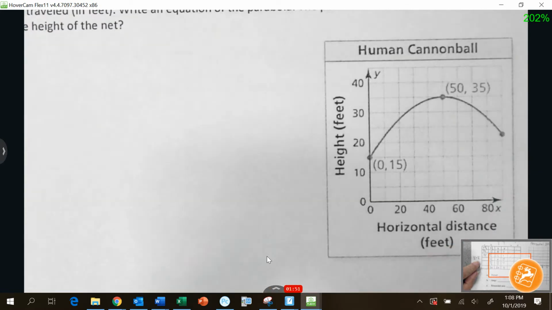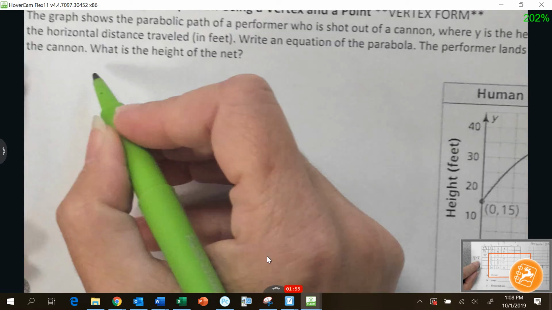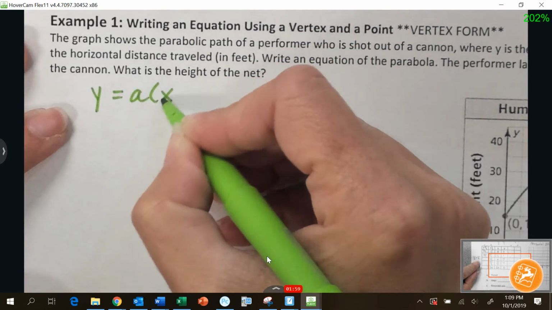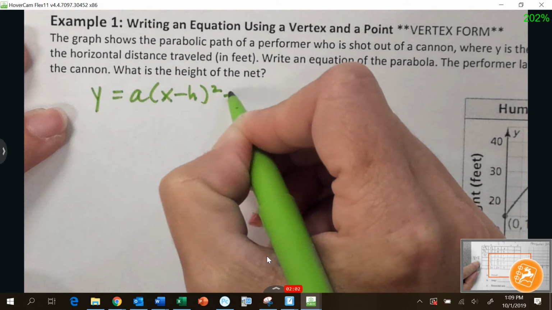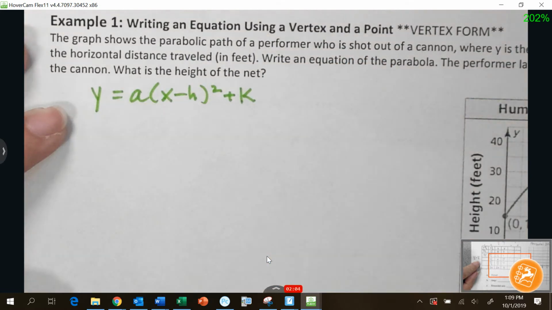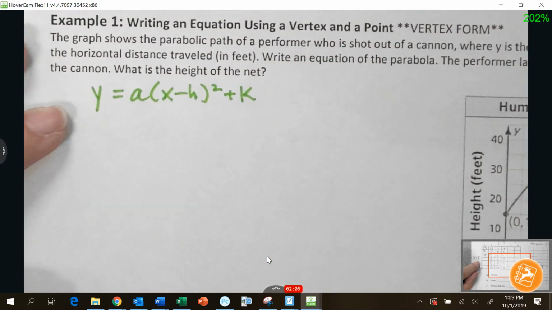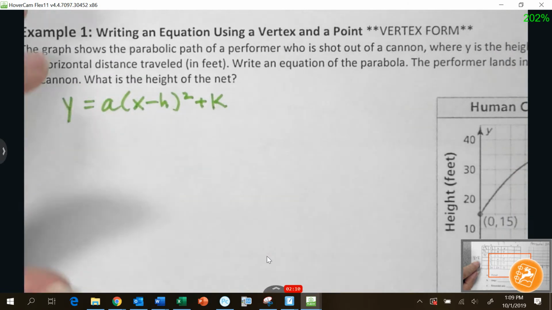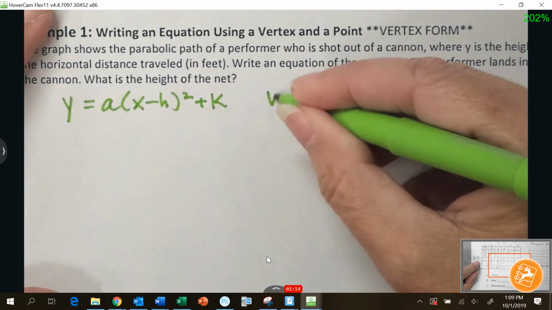Vertex form is, if we don't know it, written above. If we don't know it, we should probably write it. y equals a parenthesis x minus h squared plus k. Vertex form. Now, in order to use vertex form, we must be given the vertex and a point. So let's look at our picture.